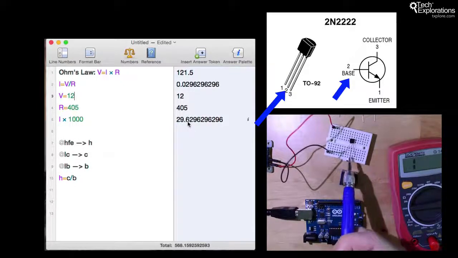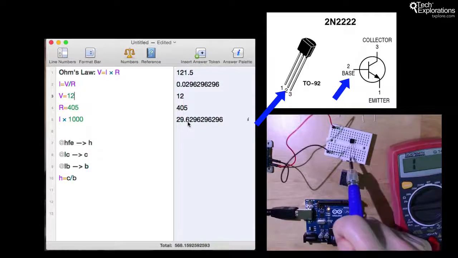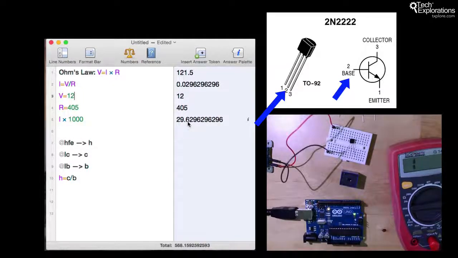You need to send a signal to the base pin. That signal is really an amount of current that will flow through this pin and will cause the other two pins, the collector and the emitter, to create a connection between them. So I need to next figure out how much current I need to allow to flow through this base pin.